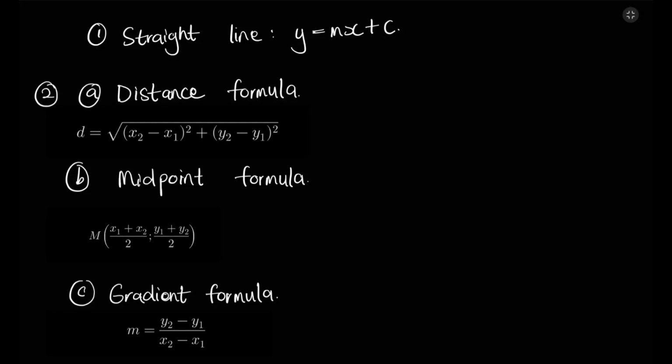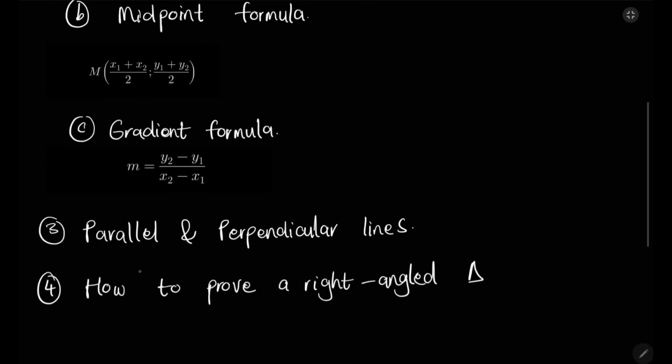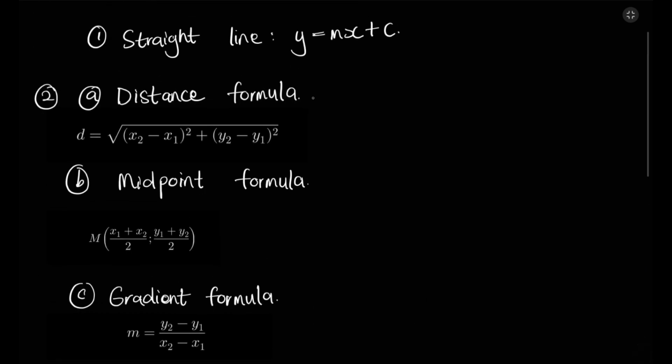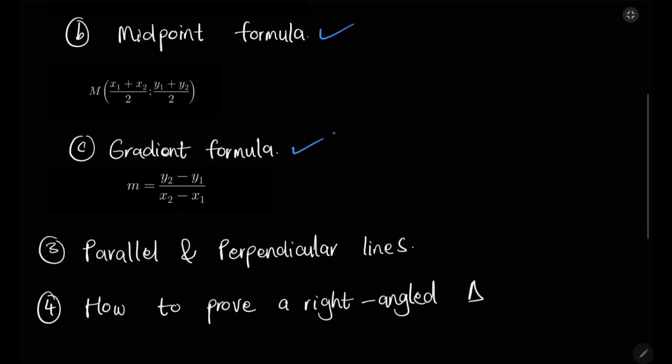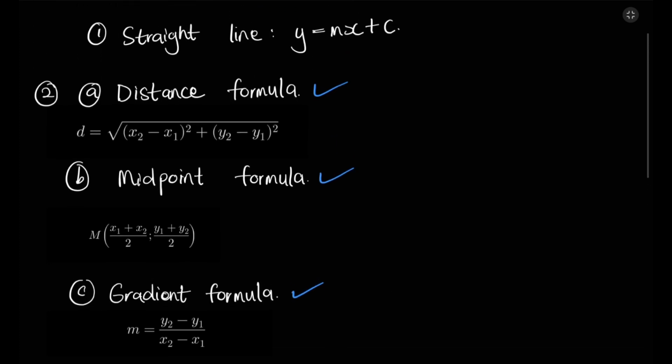Today's lesson is about the straight line. Before we continue, let's do a quick recap. Remember, when I introduced the topic, I made a list of all the subtopics under grade 10 analytical geometry. We had the straight line, distance formula, midpoint formula, gradient formula, parallel and perpendicular lines, and how to prove a right angle triangle. So far we've done the distance formula, the midpoint formula, and the gradient formula, in which I also showed you how to find the gradient if you are given a graph. So in this video, we'll learn about the straight line.